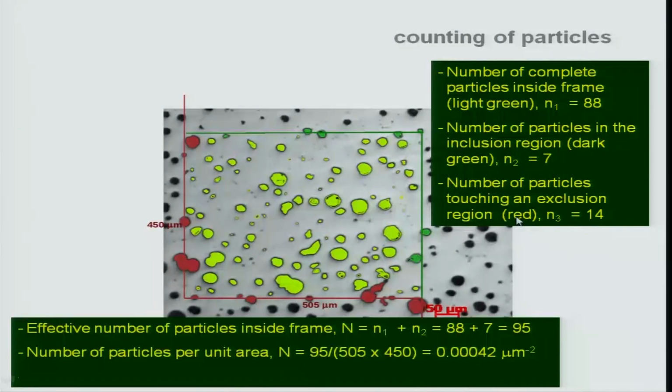So, the effective number of particles inside the frame is just N1 plus N2, or 88 plus 7, giving me a total count of 95. Number of particles per unit area, hence, is 95 divided by the area of this mask, which is 505 microns multiplied by 450 microns, giving me 0.00042 per micrometer square.